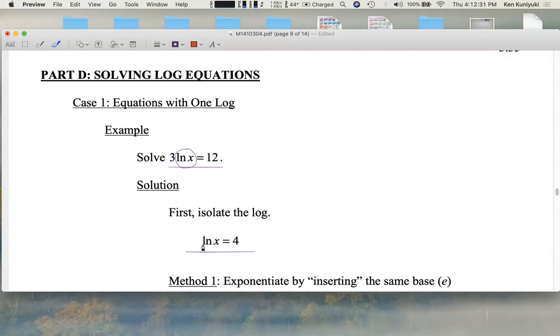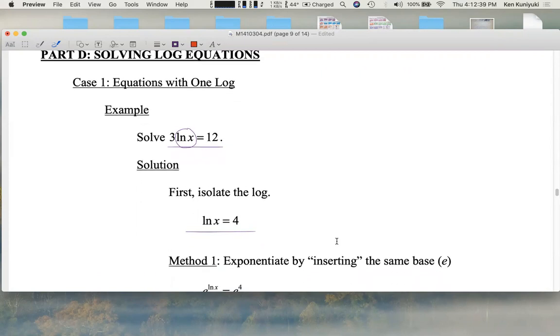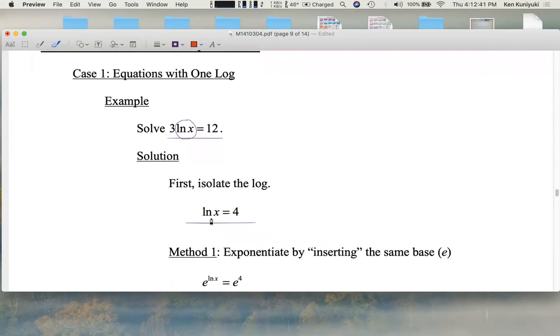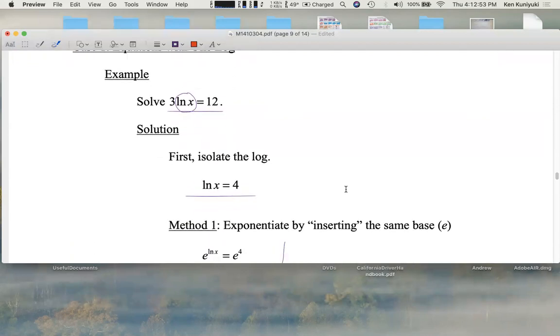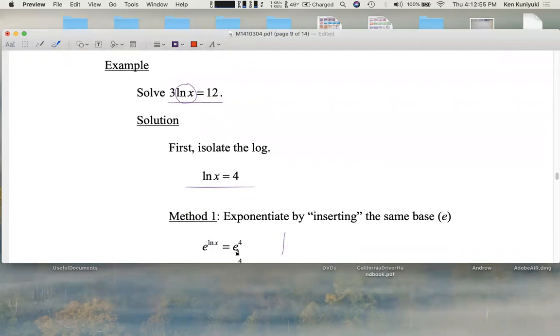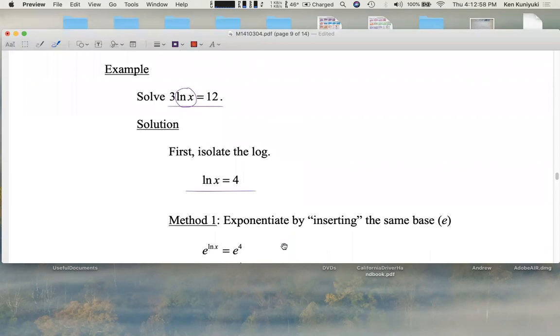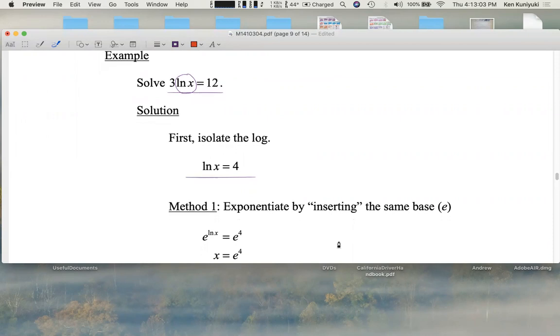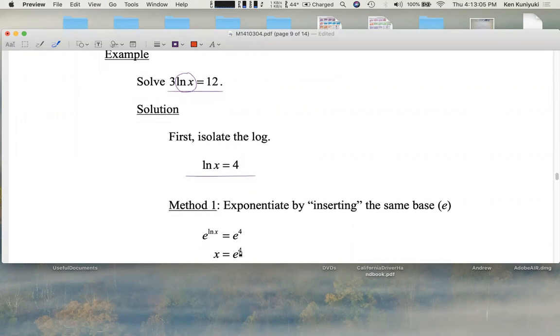Well, what's the inverse of the natural log function? It's the base e exponentiation function. Basically, we're going to kick in e's. If m equals n, then e to the m equals e to the n. So we have e to the ln of x equals e to the fourth. Now e to the ln of x, by the inverse properties, we get x equals e to the fourth.